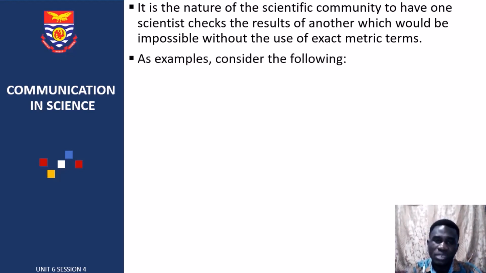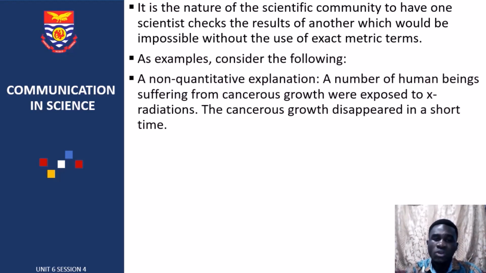Let's consider this as an example. A non-quantitative explanation: A number of human beings suffering from cancerous growth were exposed to X radiations. The cancerous growth disappeared in a short time. Now this is a research, let's assume you conducted in your region. Let's say you are in Eastern Region and you have written this. You realize that it is too ambiguous. The cancerous growth disappeared in a short time. How long did it take for the cancerous growth to disappear?